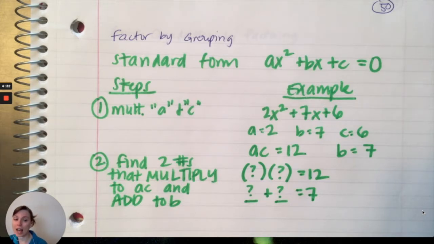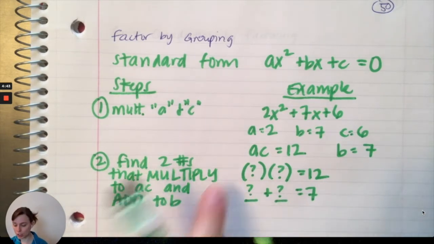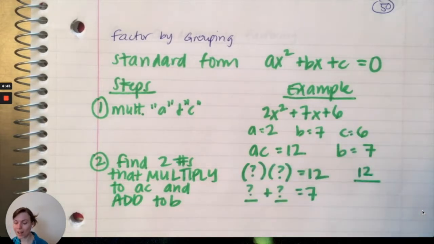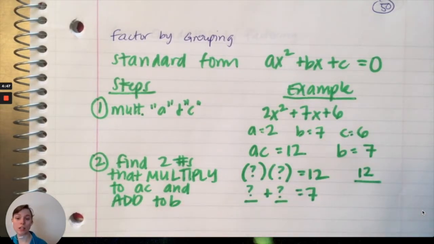I could do 10 with a negative 3. That would make positive 7. So there are so many different combinations to add to 7 that the best limiting factor is to start with the multiplication. So if I have 12, what pairs of numbers can multiply to 12?